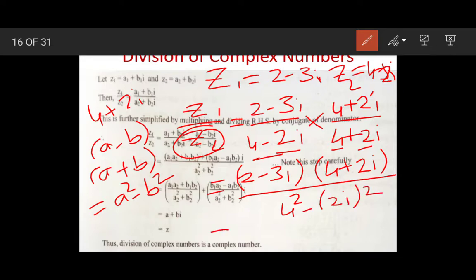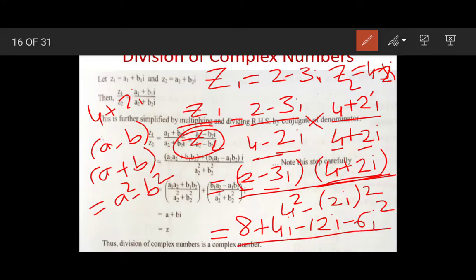Now in the numerator we have to do the multiplication, so we are going to apply the multiplication rule. First we take 2 and multiply with the bracket. So 4 into 2 is 8, then 2 into 2i, so plus 4i. Now I will take minus 3i and multiply with the bracket. So minus 12i, then minus 6i square, upon, in the denominator, 4 square, so 16 minus 2i square, which means 4i square.